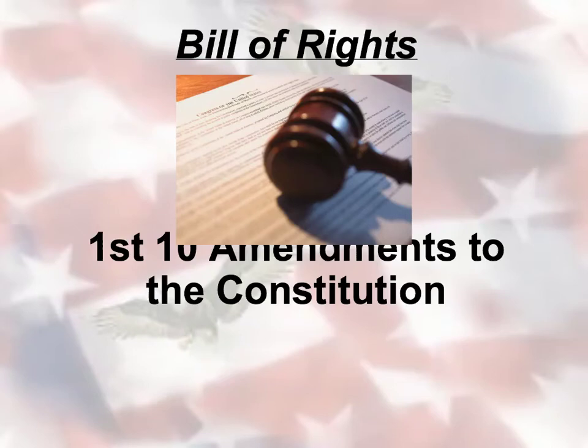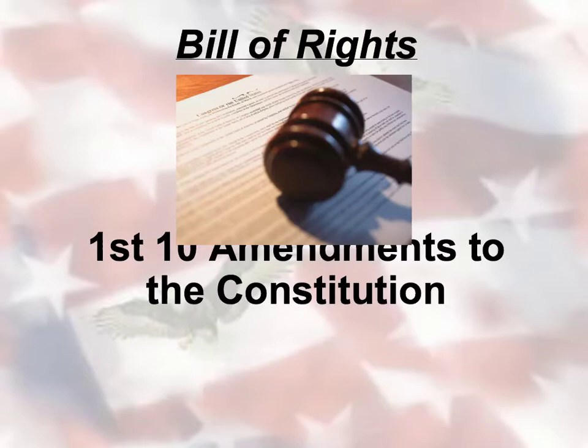All right, in today's lesson, we're going to talk about the Bill of Rights, which is the first 10 amendments to the Constitution. But before we begin, I want to talk a little bit about the amendment process. If you remember, amend means to change. Article 5 of the Constitution spells out how we can change or amend it. There are two ways to amend the Constitution, but we've only used one method. I'll explain them both.